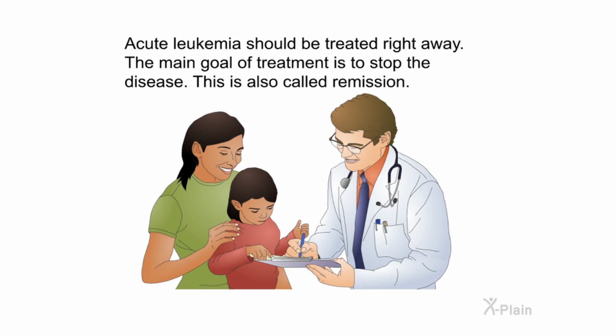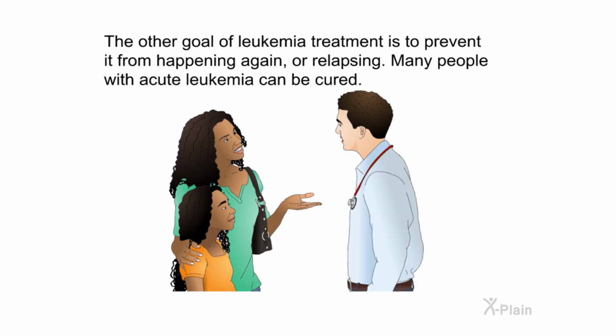Acute leukemia should be treated right away. The main goal of treatment is to stop the disease. This is also called remission. The other goal of leukemia treatment is to prevent it from happening again, or relapsing. Many people with acute leukemia can be cured.